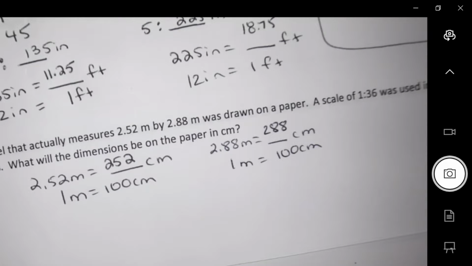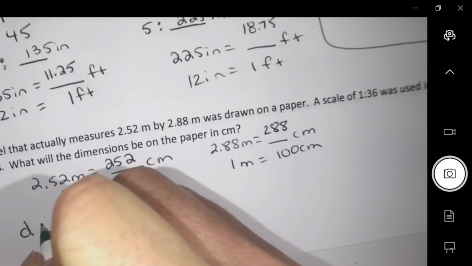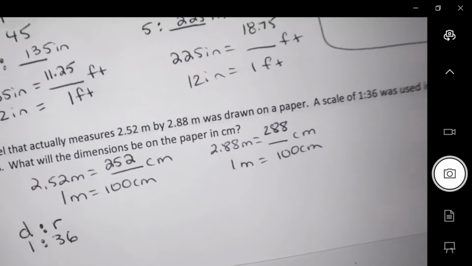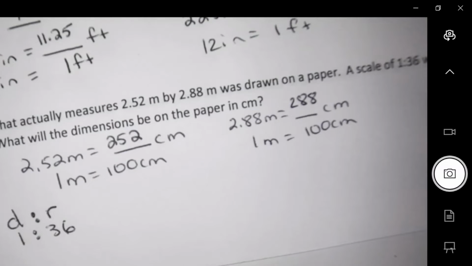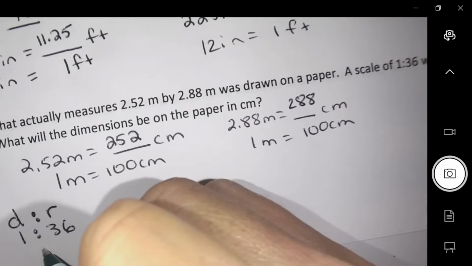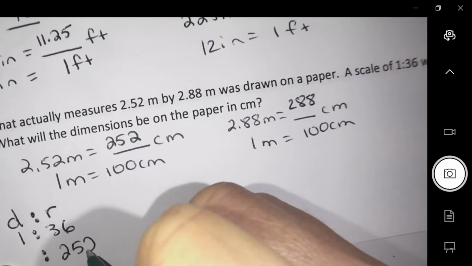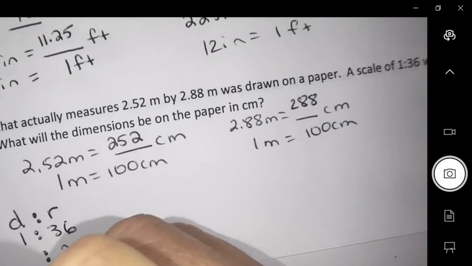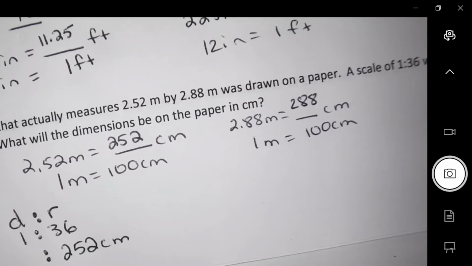Okay, so that's how big the dog kennel is in real life. On the paper, we have a scale here. So diagram to the real life was 1 to 36. Okay, this is different than the other question because this time I'm telling you the real life. That's the real life, so I want to figure out how much I should draw on the diagram.